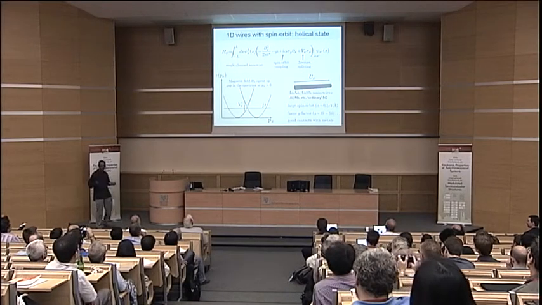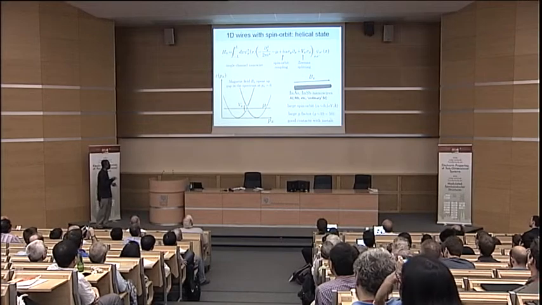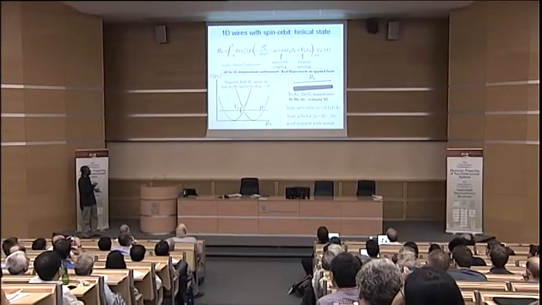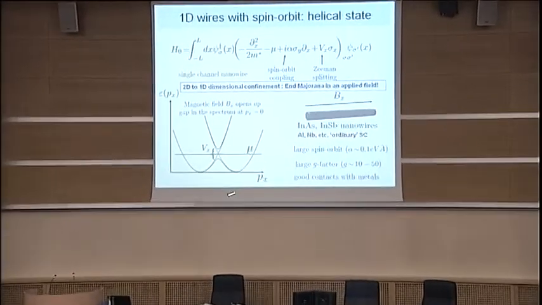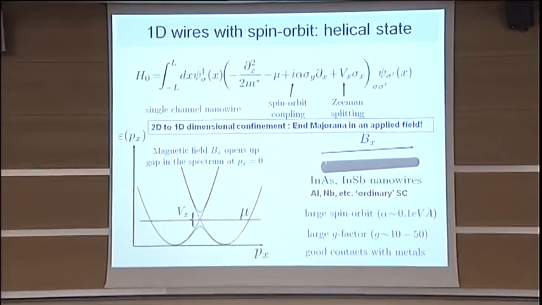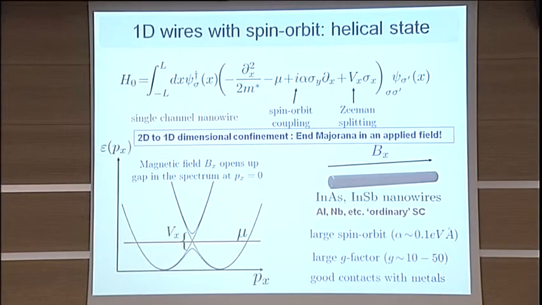Well, the problem is that you really want to do Zeeman by applying a magnetic field, not by a ferromagnetic insulator. That's where 1D comes in. Through dimensional reduction, we can just go from 2D to 1D. Now you can apply a magnetic field. Why? Because you don't need to worry about orbital effects anymore. Just apply a magnetic field. It's a 1D system. There is no orbital effect.